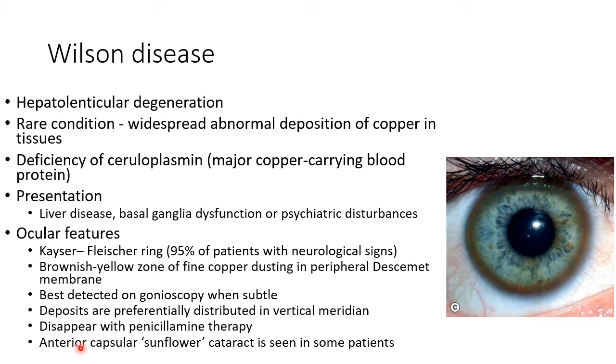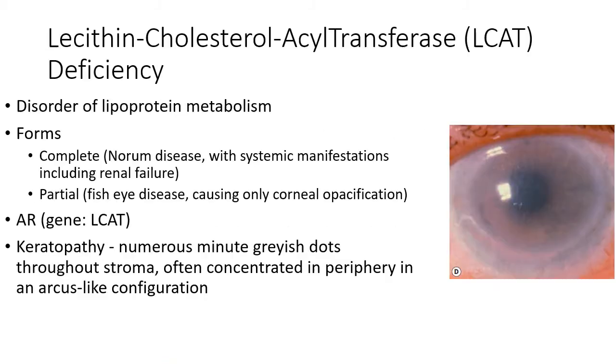Another ocular feature of Wilson disease is anterior capsular sunflower cataract, which is seen in some patients. Now let us discuss about Lecithin-Cholesterol-AcylTransferase or LCAT deficiency. It is a disorder of lipoprotein metabolism. There are two forms. The first form is complete LCAT deficiency, which is also known as Norum disease.